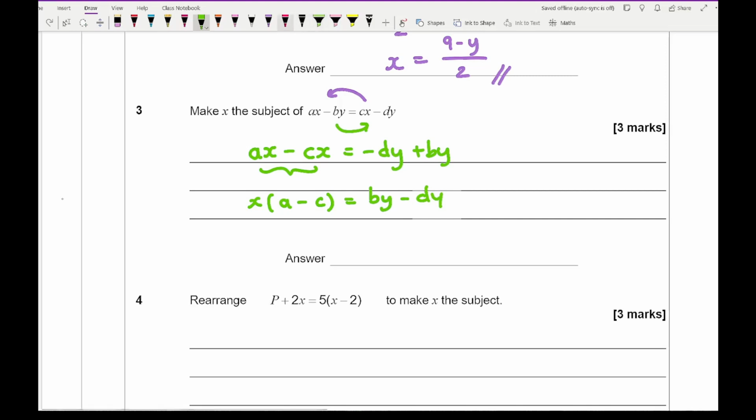So all that's left for me to do is divide both sides by a minus c. So I get a final answer of x equals by minus dy all over a minus c. And again, if you've used brackets, that's absolutely fine, or you could have left it as dy plus by all divided by a minus c.